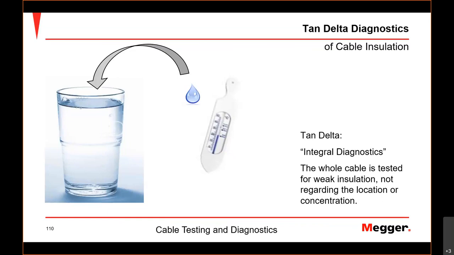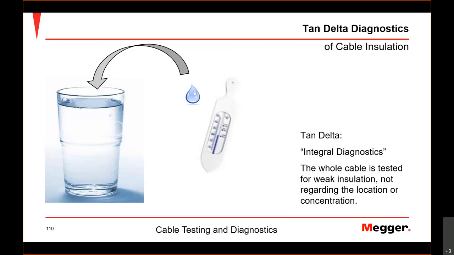And sooner or later, these faults will increase, and these weak spots will blow up, and then you say, well, now we have too many, so the life cycle of the cable has been reached and we have to exchange the cable. Okay, you might do it that way, but it would be easier, and avoid so many joints, if you say, well, let's do a tan delta measurement first.